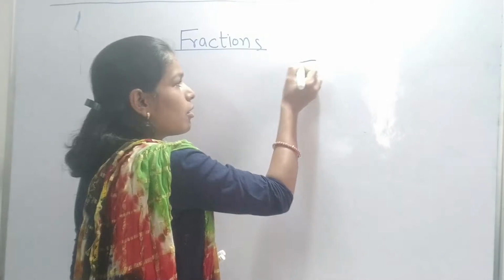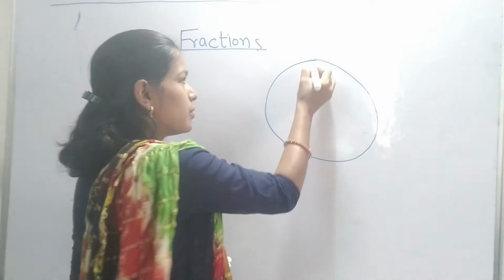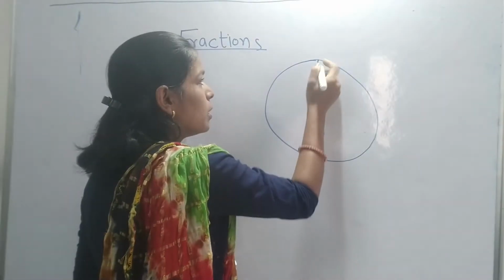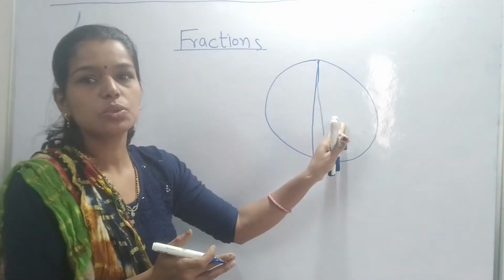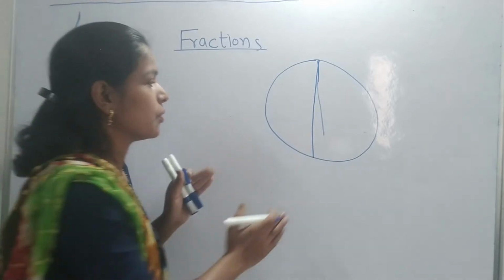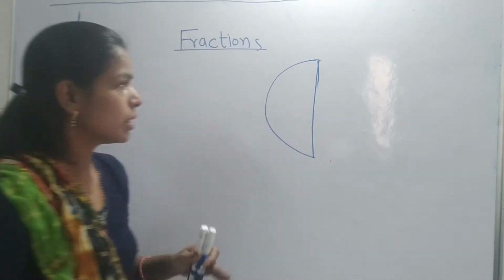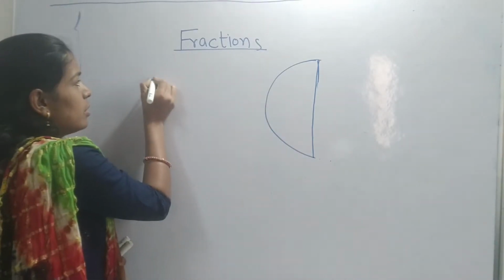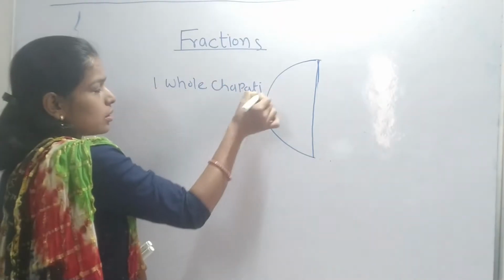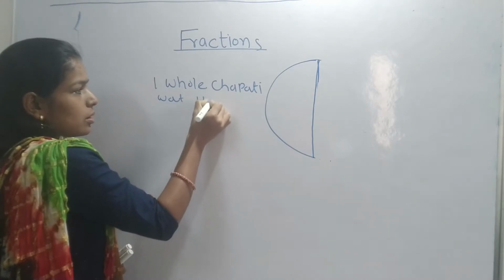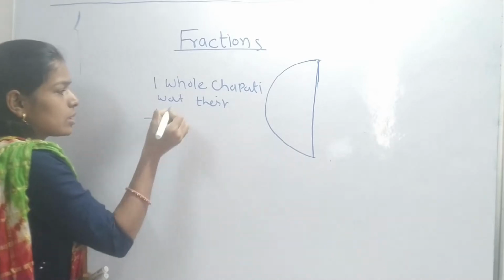Suppose one full chapati is there, and out of this one full chapati you want only this part. I have divided it into two parts and you want only the half part. Then you have taken this half part, so how much part remains over here? One whole chapati was there, which I have divided into two parts and one part was consumed.